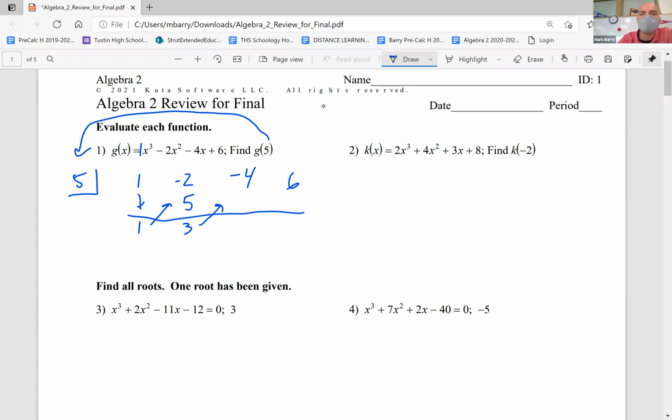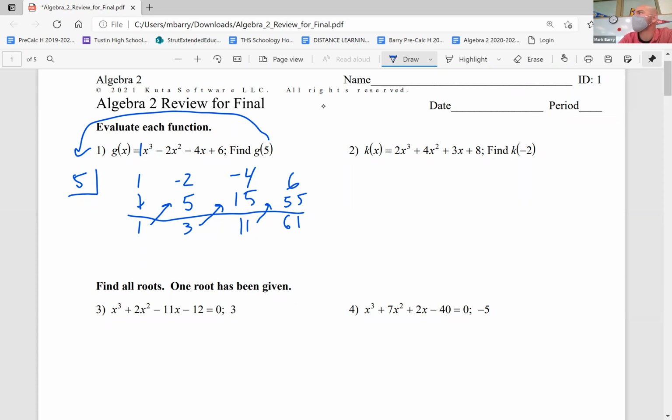And as I go back up, once again, I multiply by what's in the cupboard. So 3 times 5 is going to be 15. Once again, I add down here. And so -4 plus 15 would be 11. As we go back up, once again, we multiply by what's in the cupboard. 11 times 5 is 55. And then we add down, and so that is 61.